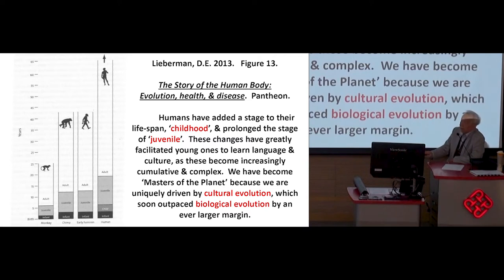But with us, after the infancy, before the juvenile, we have a period called childhood. This is unique to our species. During childhood, we have complete care, all the food, all the protection from our kind. And during this period, the brain keeps on going very, very fast, learning the abundant amount of information that has built up in our culture.